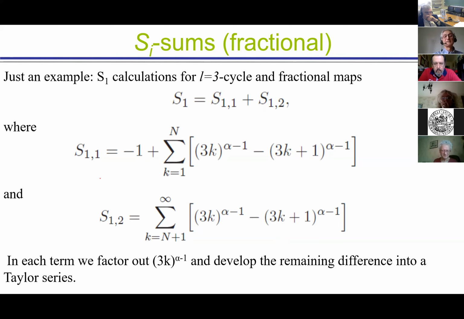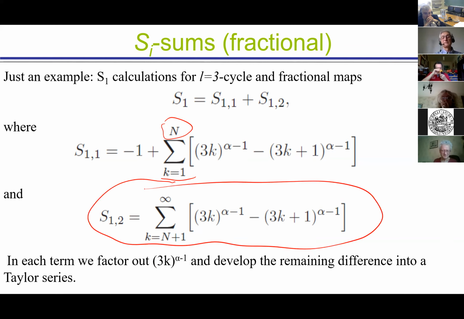To calculate that total to infinity, you first select some finite value of n, which can be like 20,000 or 100,000, and for a PC it will take less than a second to calculate that total. And then for the remaining total, you may factor out 3k to the power with a large k to the power alpha minus 1, and then consider a Taylor expansion of the difference.